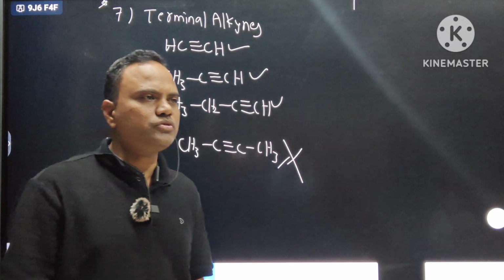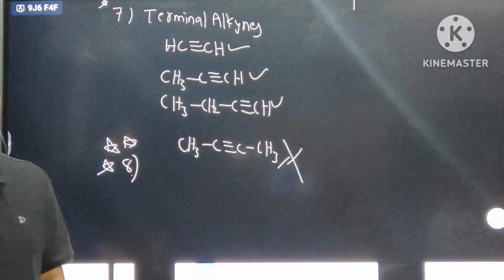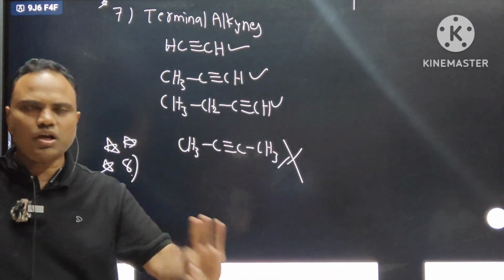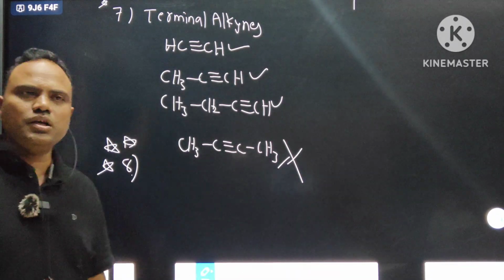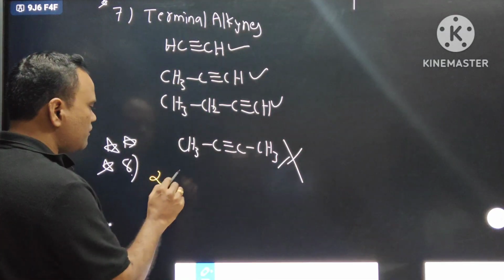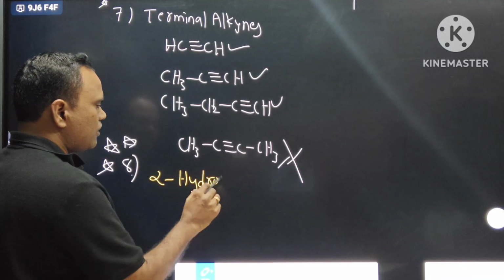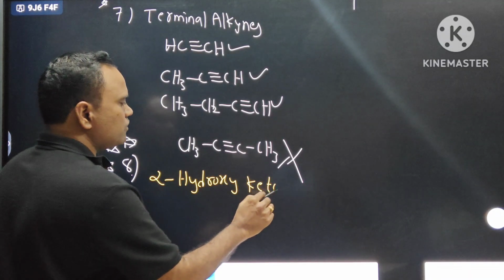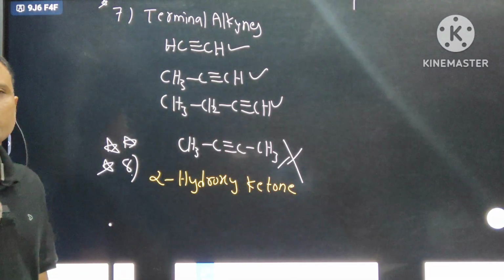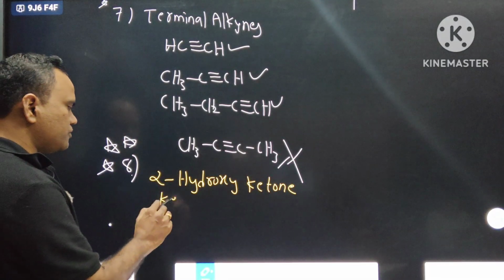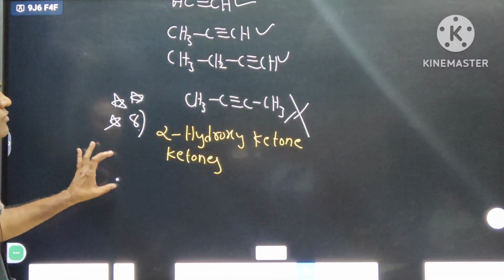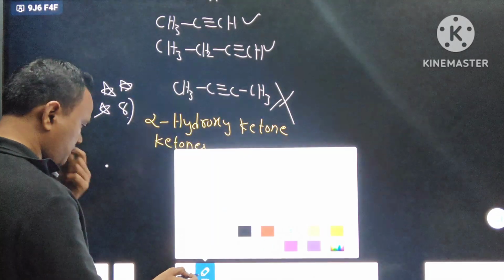Alpha hydroxy ketones, very important. Alpha hydroxy ketones give a positive test with the Tollens reagent. Generally ketones do not give, but alpha hydroxy ketones do. I'll give the reason also. First of all, write alpha hydroxy ketones. In the alpha position, if a hydroxy group is present, that ketone gives a positive test with the Tollens reagent.